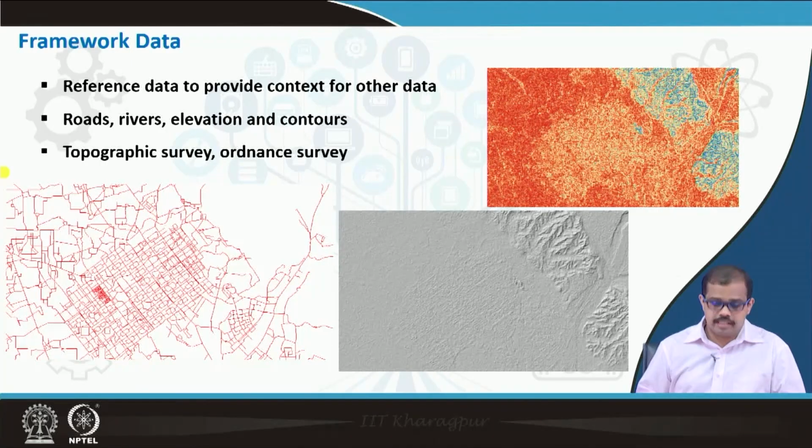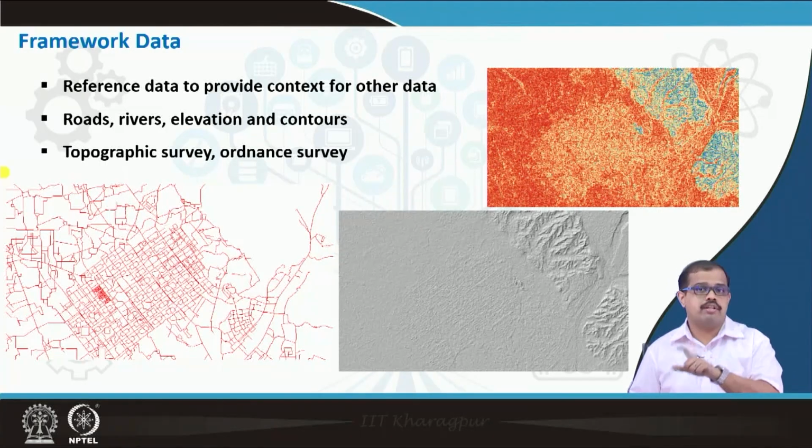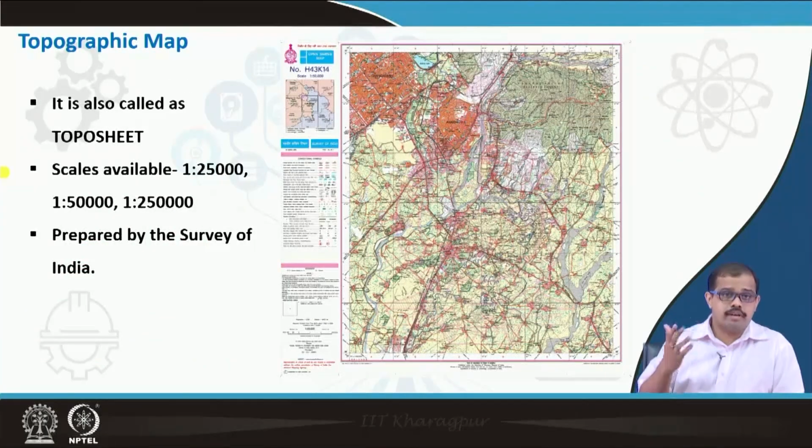So this is why framework data is extremely important for various analyses or for building an extremely good data model. Then you have the topographic map. It is also called a topo sheet.